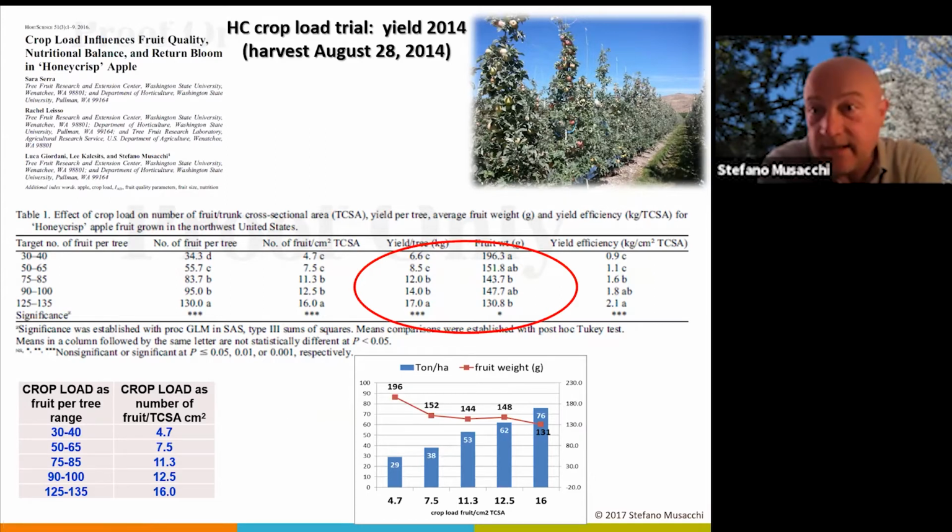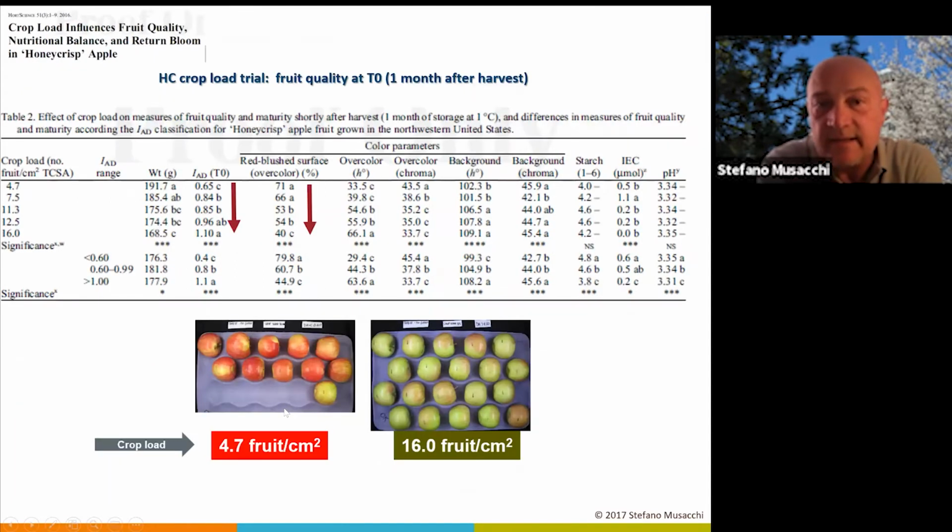And this trial was done just to prove a point about the quality. If you look at the picture below, those fruit have been picked at the same time to understand the difference. When you have 5 fruit per square centimeter, you see a wonderful over color. And when you go up, the color never shows up, and those fruit will be different forever.